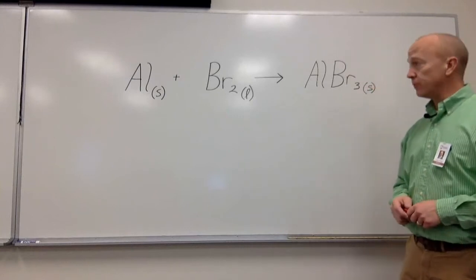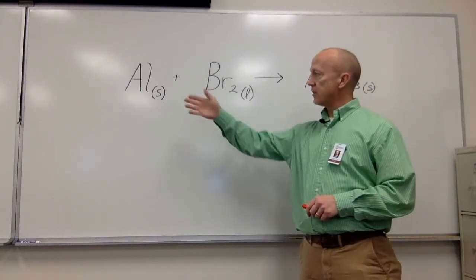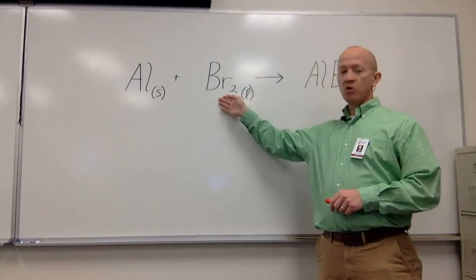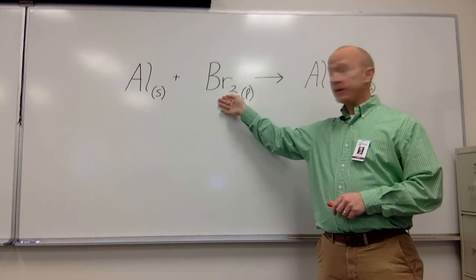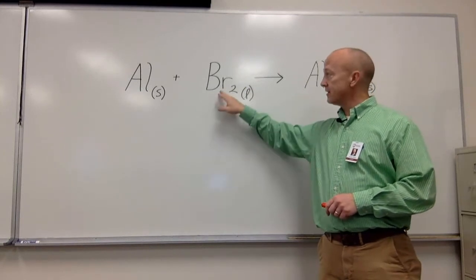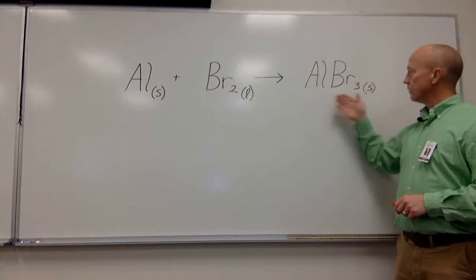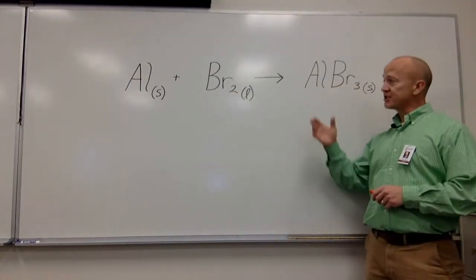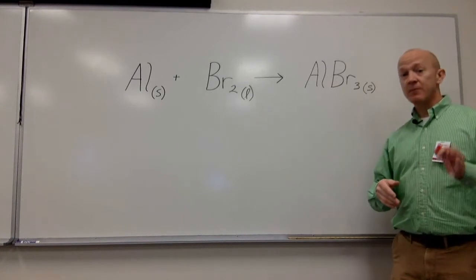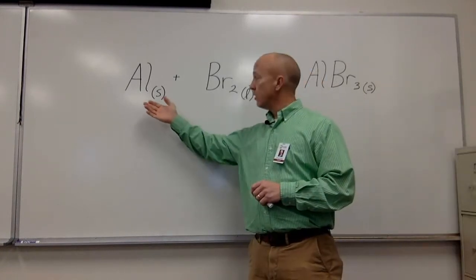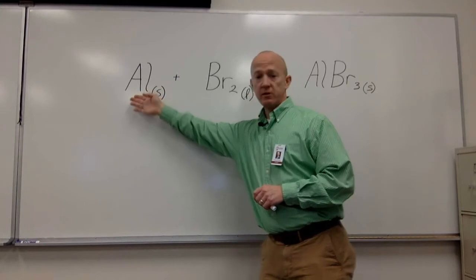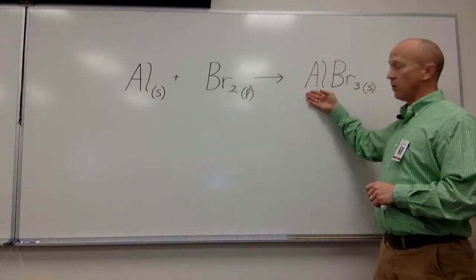Let's try another example. Here we have the reaction between solid aluminum and liquid bromine, its natural state, and notice that bromine is a diatomic molecule. That will yield for us solid aluminum bromide. This would be our skeleton equation. Let's try to balance it. First, let's look at the aluminum. We see that we have 1 aluminum on the left and 1 on the right.